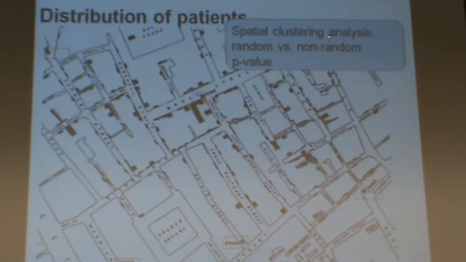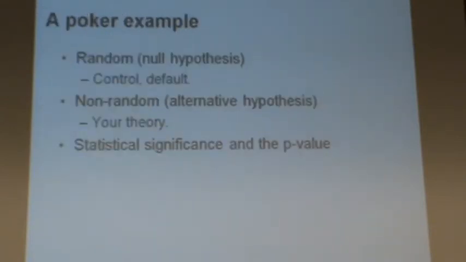And you want to find a p-value. Is a smaller one supporting the hypothesis, or a bigger one? A smaller p-value means it's more significant. Yes, a smaller p-value means the random explanation is unlikely to be the cause of the observation.